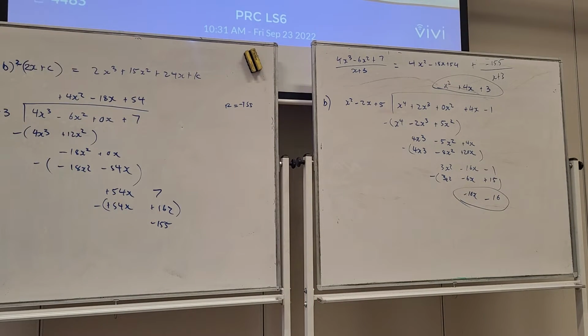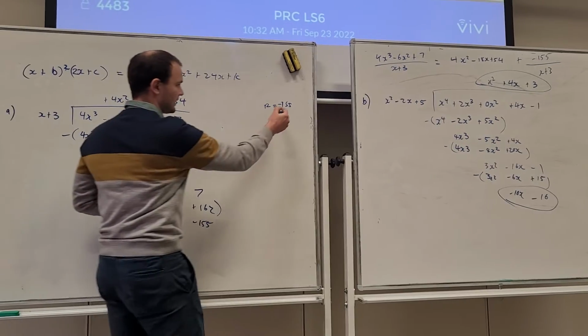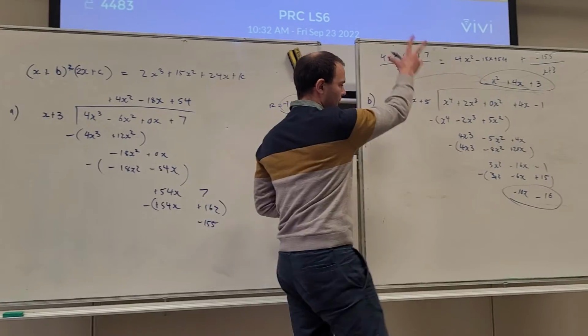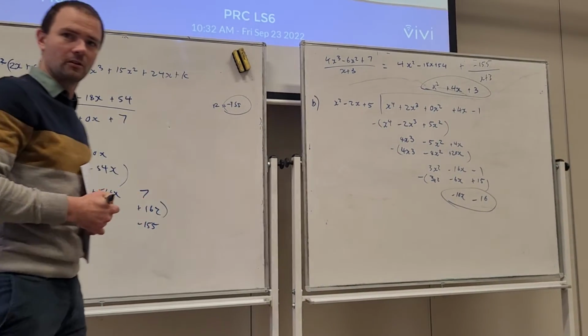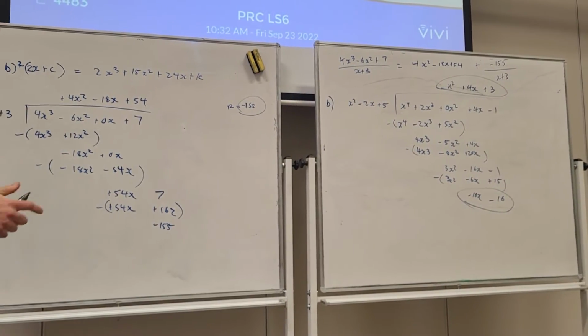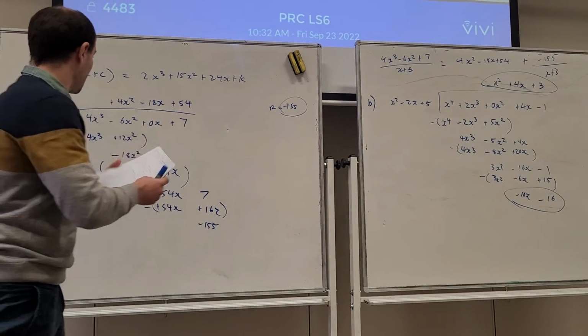And so when we divide by a linear, our remainder is a number. When we divide by a quadratic, we see our remainder is a linear function, right? If you divide by a cubic, we're not required to, your remainder will be a quadratic. Excellent.